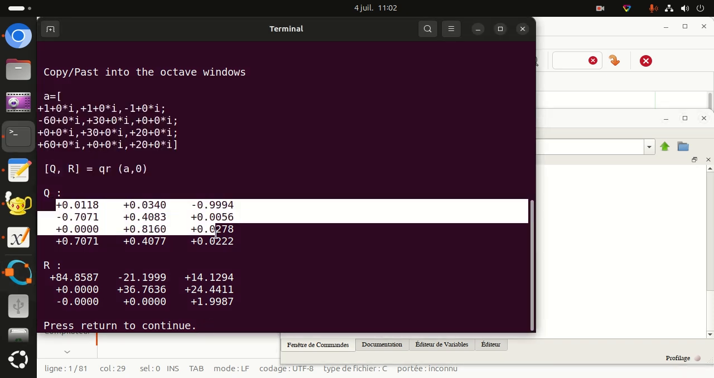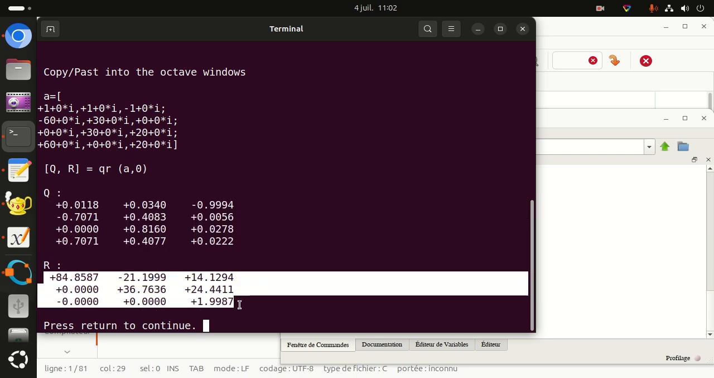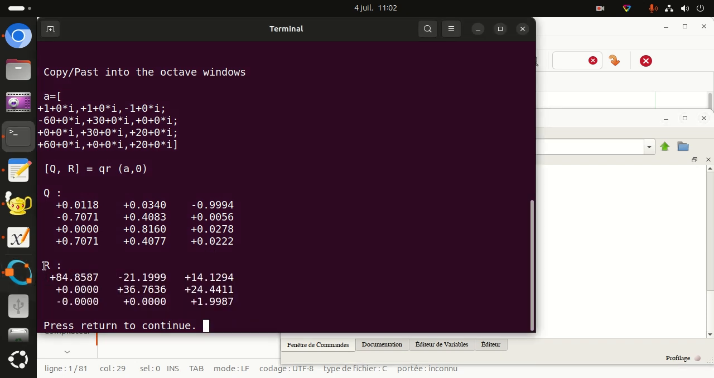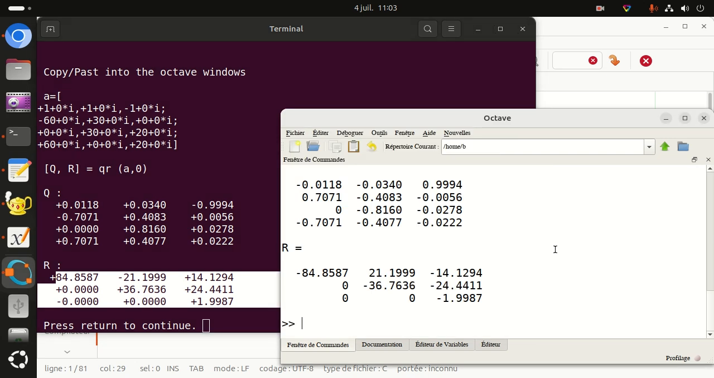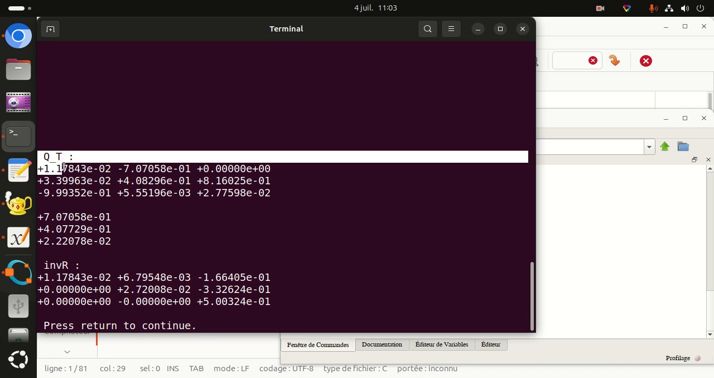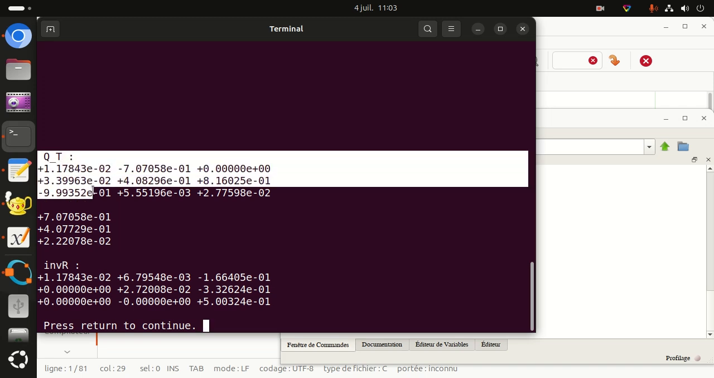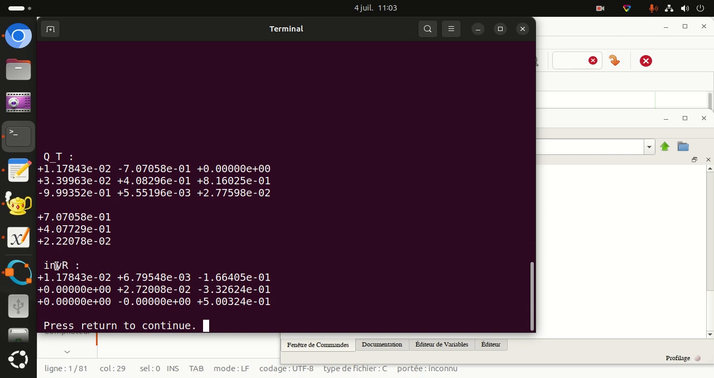You have Q, comment ça s'appelle? The Q matrix and R matrix. You see the matrix R is triangular. Also, it is easy to invert this matrix. Now I take the conjugate transpose of Q and the inverse of R. Why? Because R is easy to invert because it's triangular.